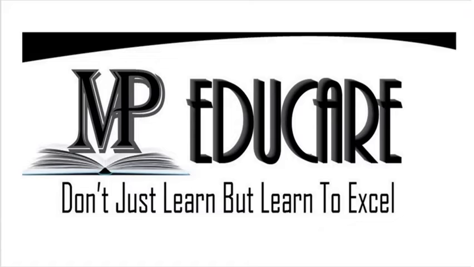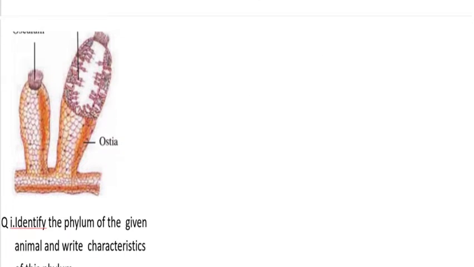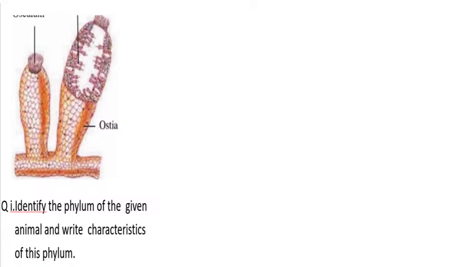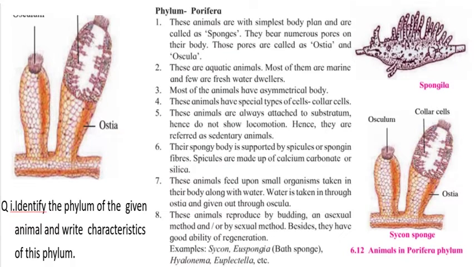Let us discuss the most important diagram based question of chapter number 6. Friends, if you do the diagram based questions, you will definitely get 40 out of 40 marks. And this diagram based question and its characteristics will also help you to answer the MCQ questions.